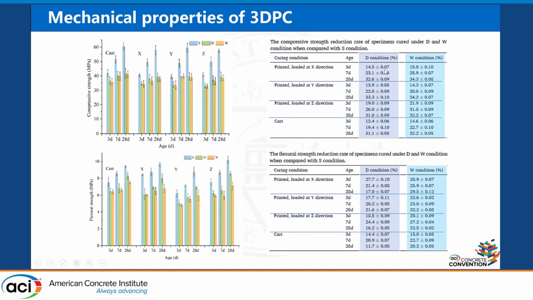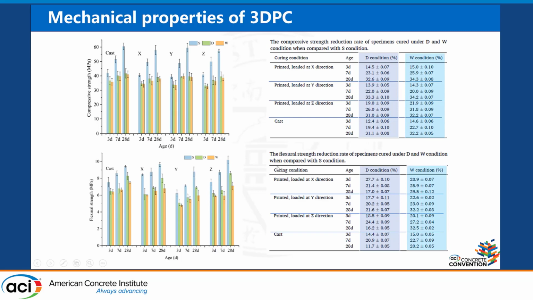Here we can compare the dry condition and the dry and wind condition. You can see when wind is applied to the samples, the mechanical strength drop is much higher, a little even higher than under the dry condition. And another result is, when compared with the cast concrete, the drop of the mechanical strength is normally higher than the cast concrete.